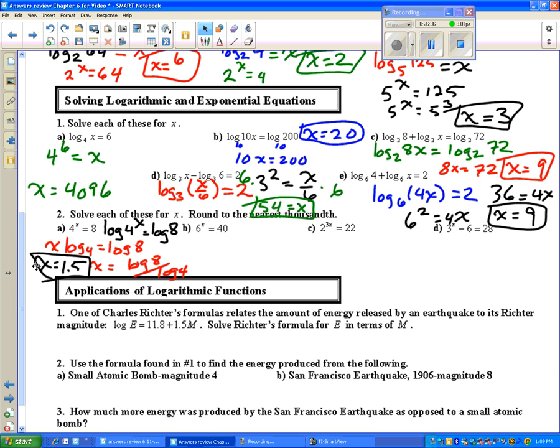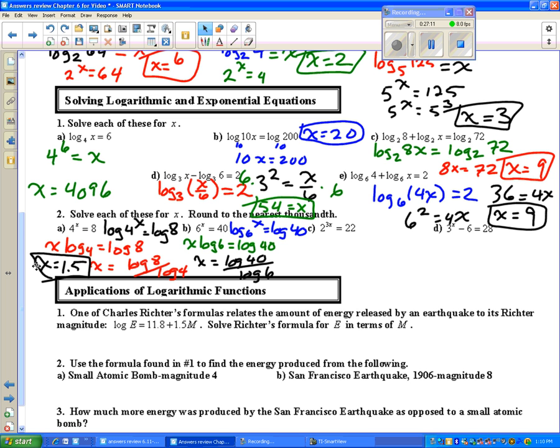Okay. Letter B, I want to do the same idea. I want to get the x out of the exponent, so I'm going to take log of both sides. Log of 6 to the x is equal to log of 40. Bring the x to the front. I get x log of 6 is equal to log of 40. Divide both sides by log of 6 to get the x by itself. X is equal to log of 40 divided by log of 6.